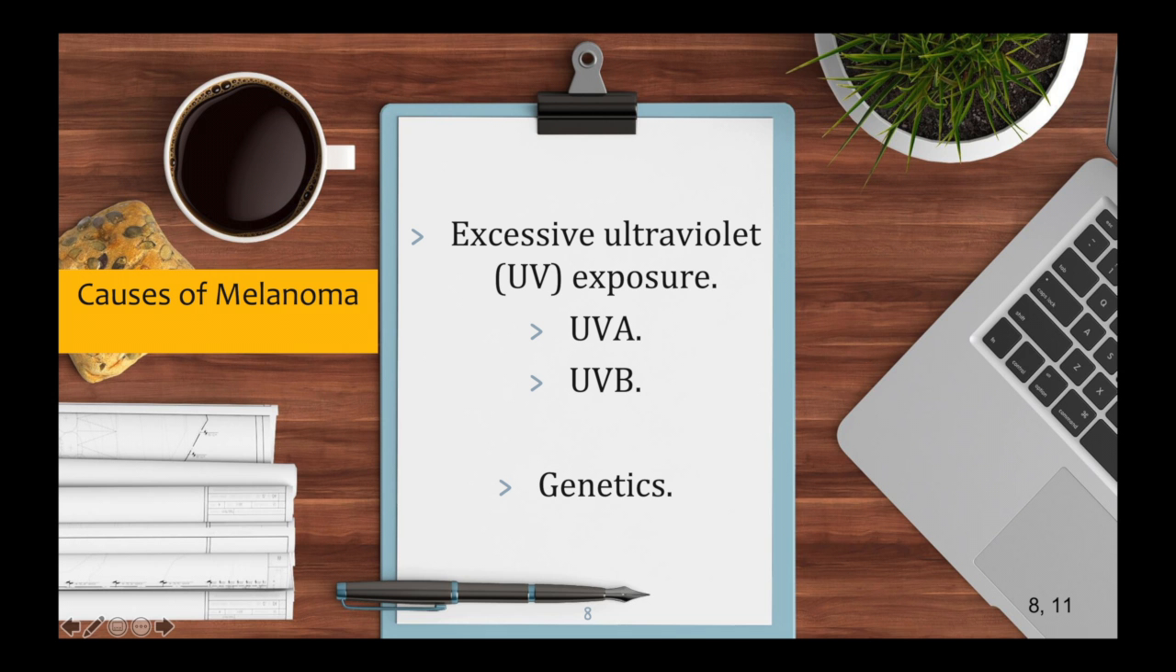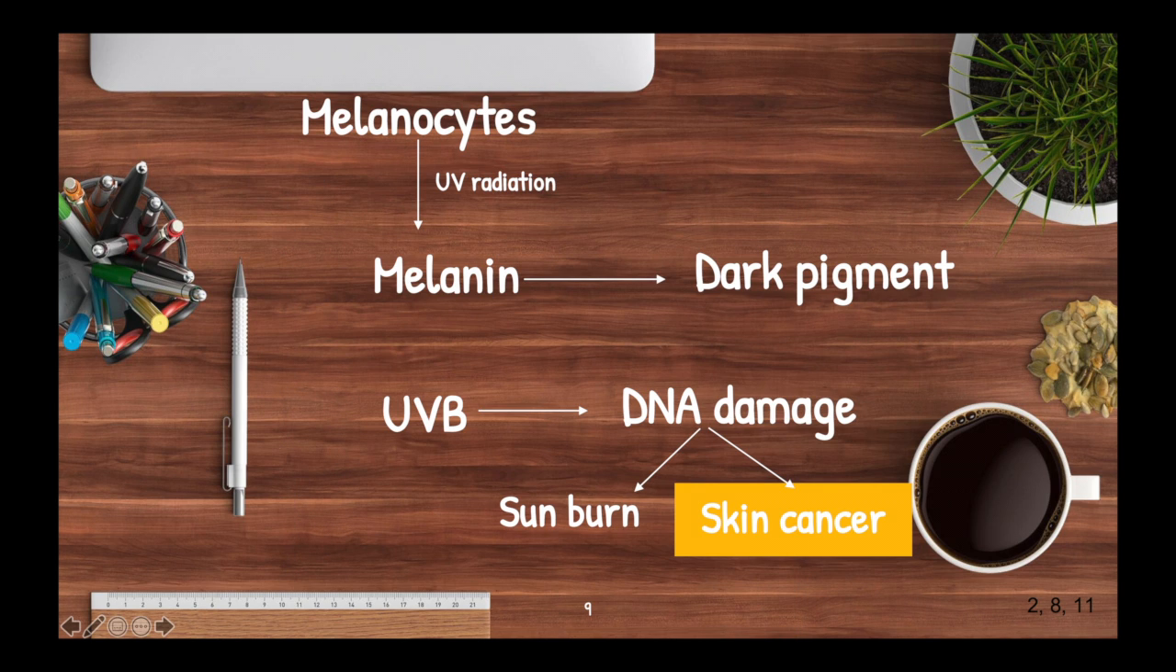A main cause of melanoma is excessive ultraviolet, or UV, exposure. The two types of UV radiation are UVA and UVB. Another cause of melanoma is genetics, such as having fairer skin or a weakened immune system. UVA oxidizes the melanin in the dermis, which is produced from melanocytes when exposed to UV radiation, producing a dark pigment, whereas UVB damages the skin's superficial epidermal layers and causes direct DNA damage.